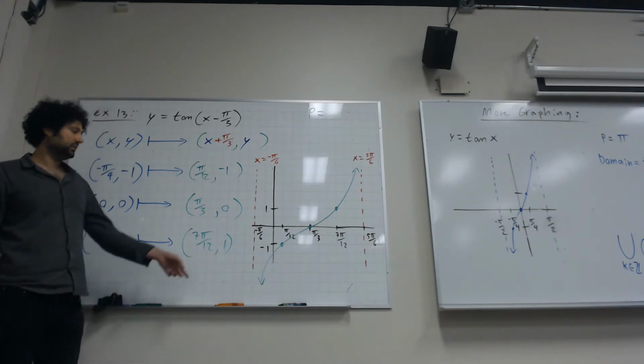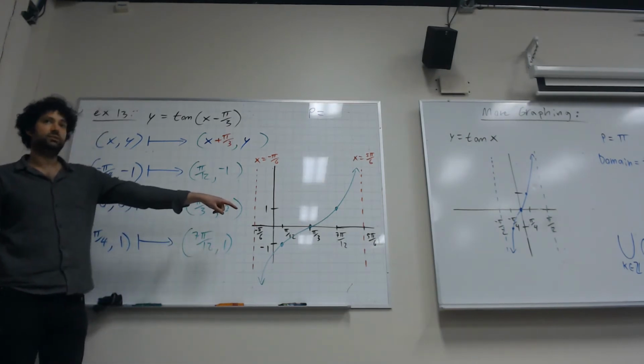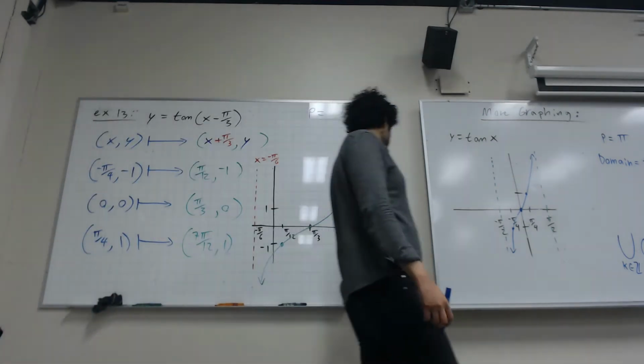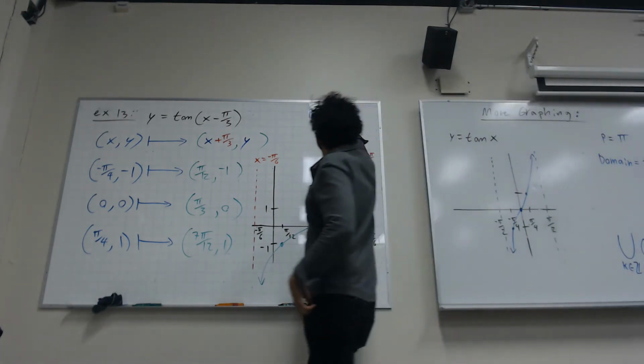What's the length of a complete cycle? So you go asymptote to asymptote. What's the length? Negative pi over 6 to 5 pi over 6. Pi. Good. Period is pi.